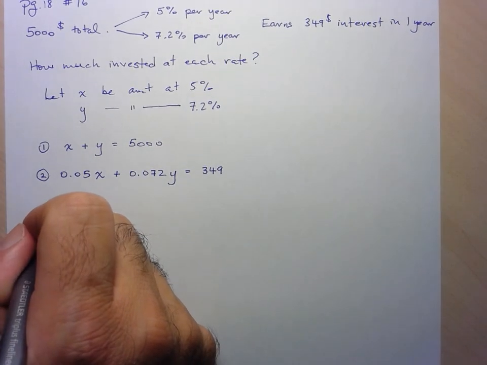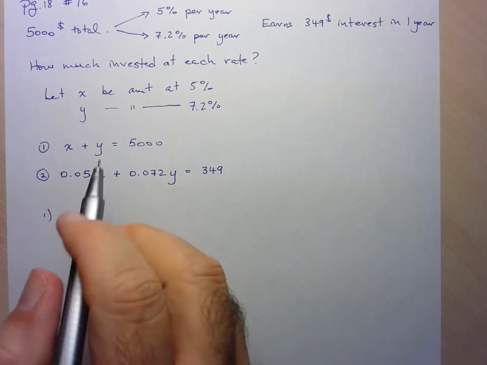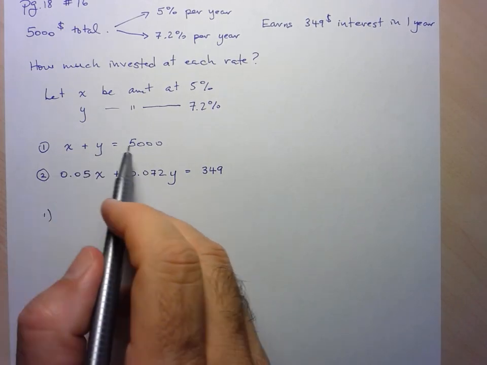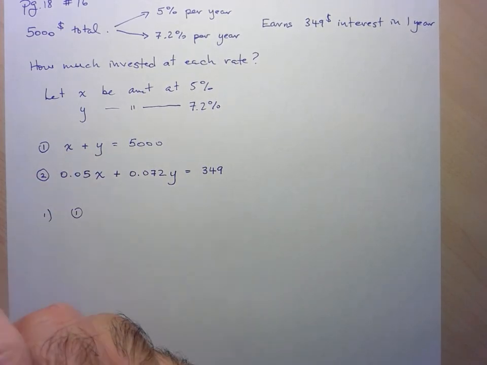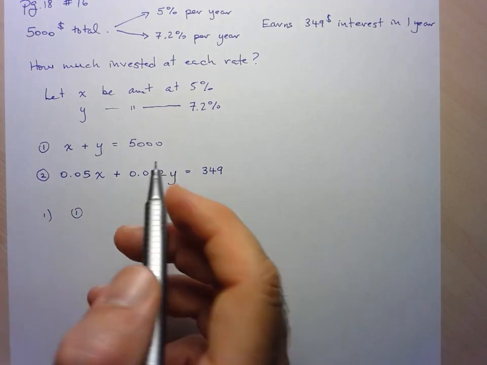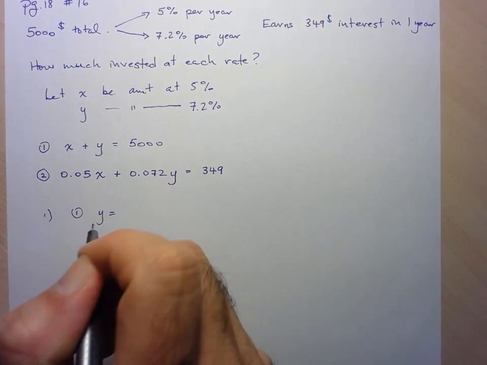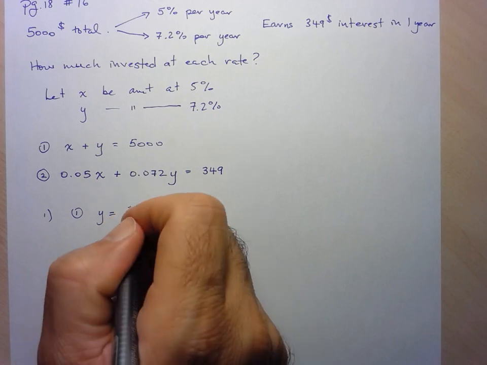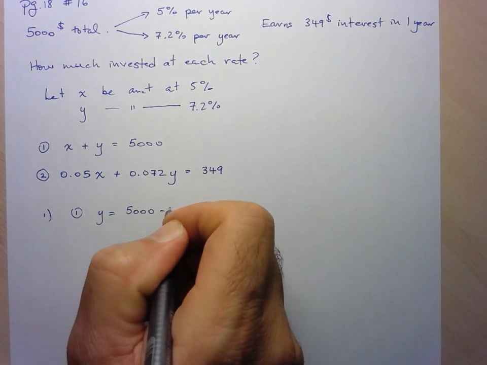Our process, step 1, is to isolate one of the variables. I'm clearly going to work with equation 1 here, and I can isolate x or y. I'll isolate y. So bring the x to the other side, it's going to be 5,000 minus x.